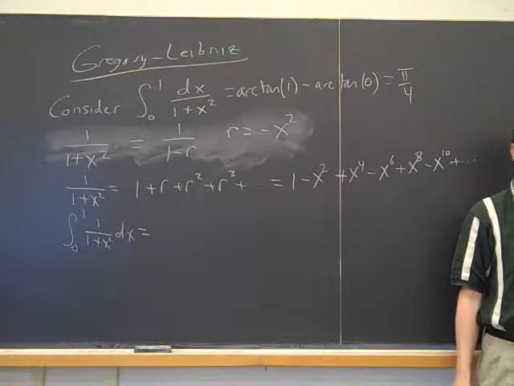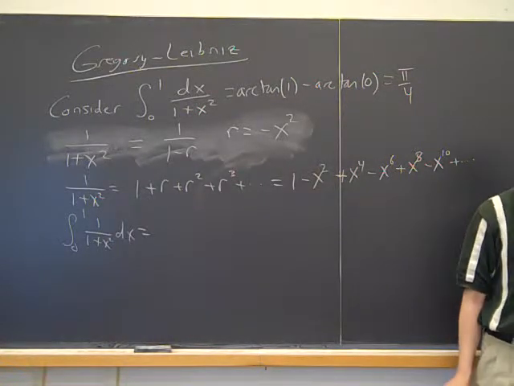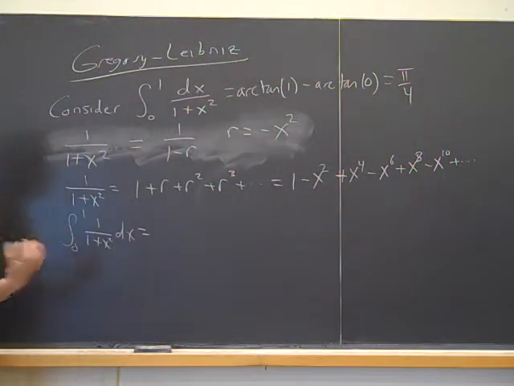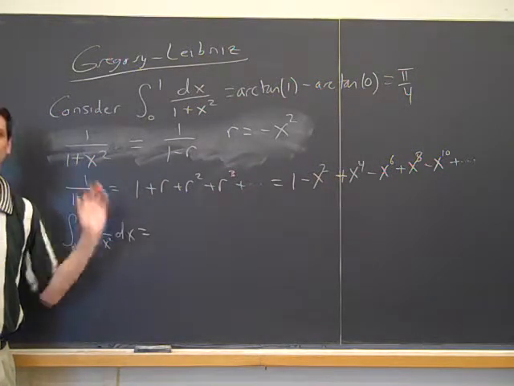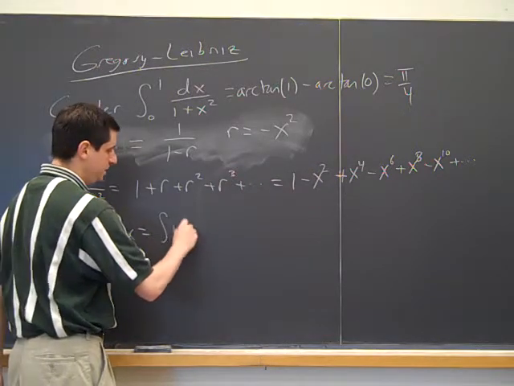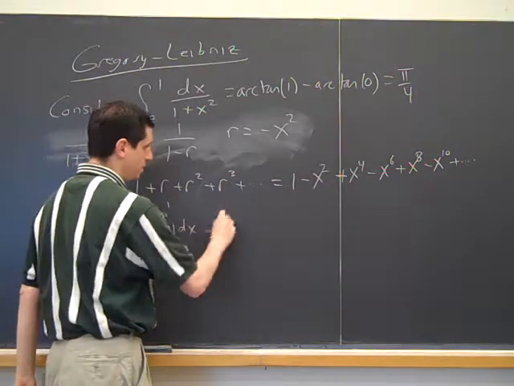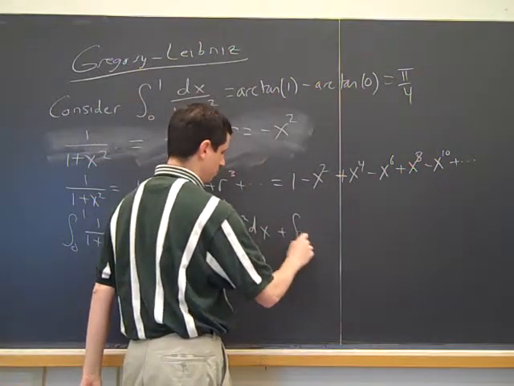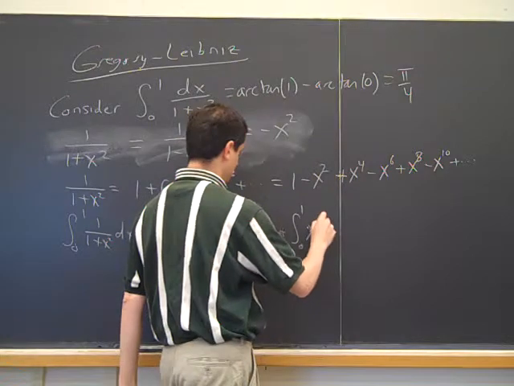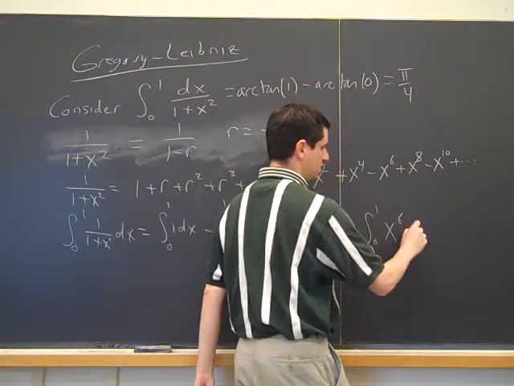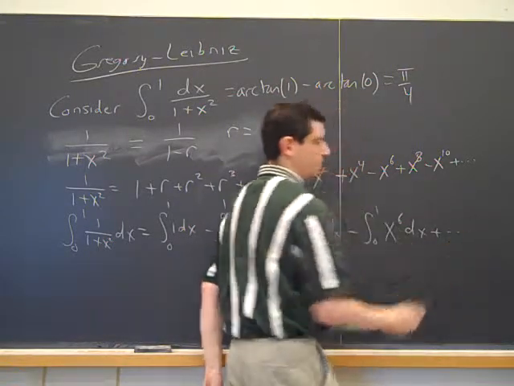The integral of an infinite sum is the sum of the separate integrals. In a higher level math class, you'd worry about convergence. Let's not worry about convergence; we don't have that much time today. This is the integral of 1 dx from 0 to 1, minus the integral from 0 to 1 of x squared dx, plus the integral from 0 to 1 of x to the 4th dx, minus the integral from 0 to 1 of x to the 6th dx, plus dot dot dot.